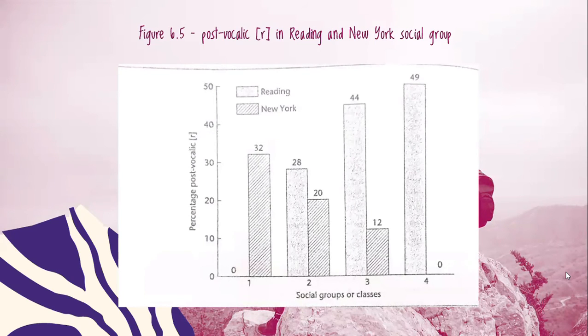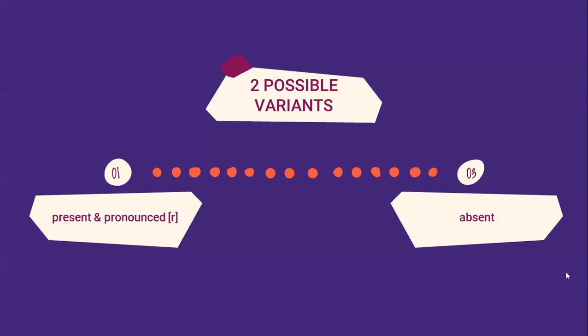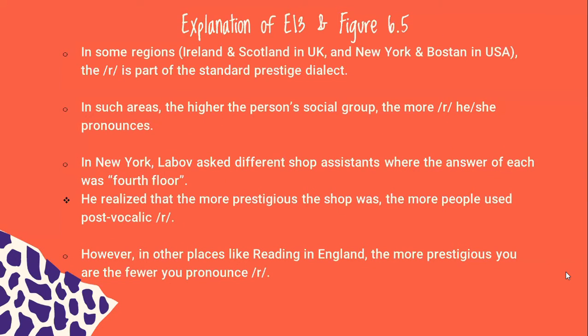Okay, so this is figure 6.5, the one that Madam talked about earlier. It is post-vocalic R in Reading and also New York social groups. Okay, there are two possible variants. For post-vocalic R, either it's present and pronounced, or it is absent altogether. So in some regions, Ireland and Scotland in the UK and New York and Boston in the USA, the R is part of the standard prestige dialect. In such areas, the higher the social group, the more R he or she keeps.